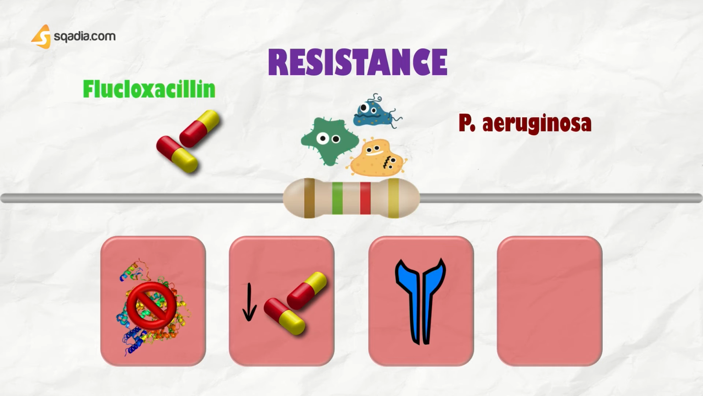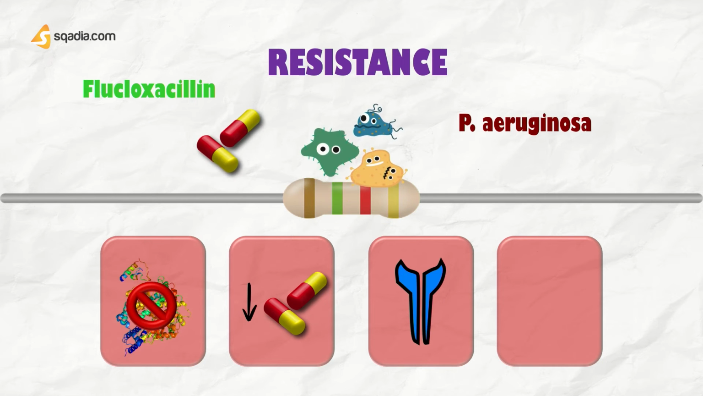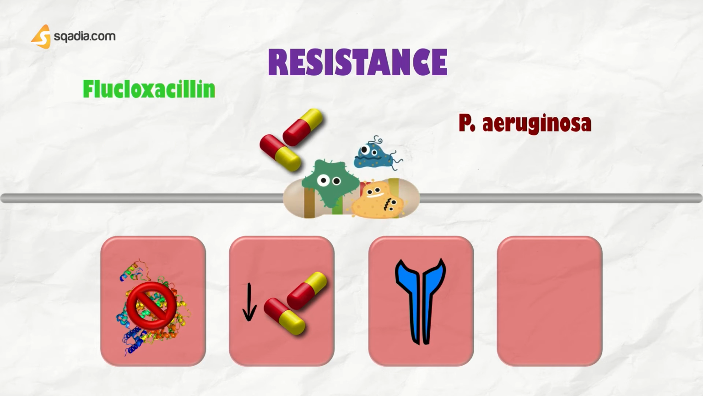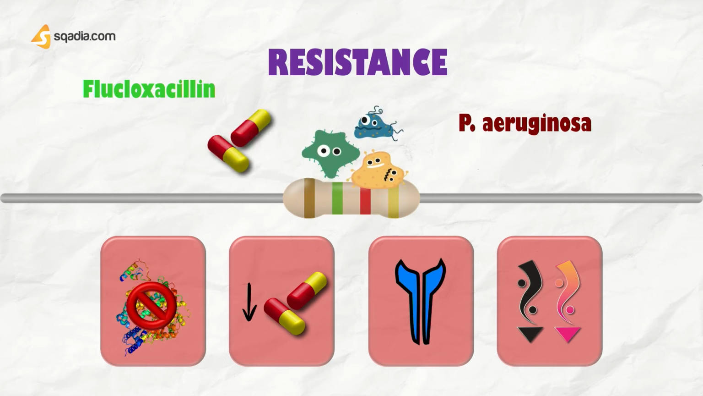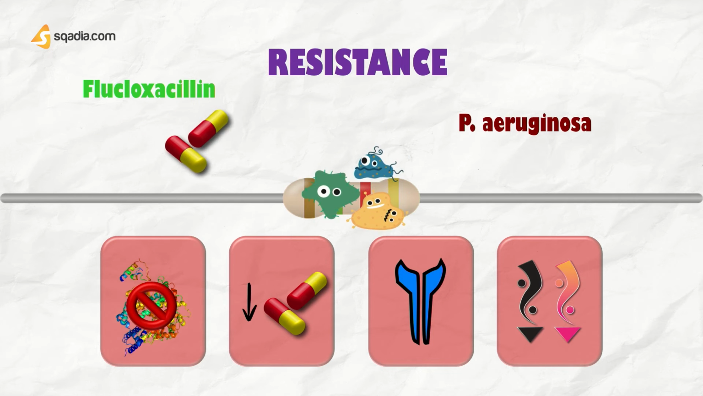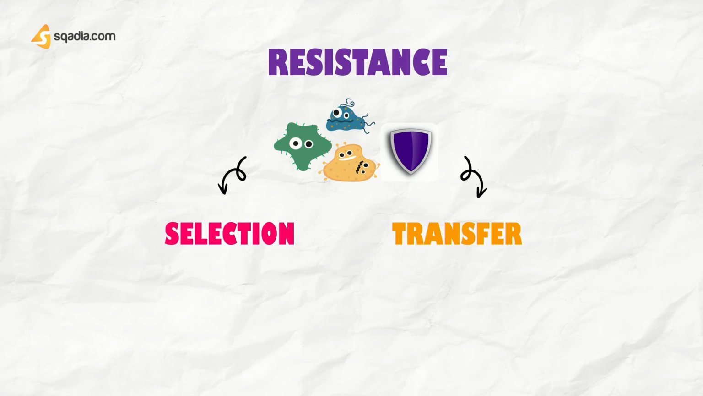Alteration of the binding site may also occur, where aminoglycosides and erythromycins bind to the bacterial ribosome and inhibit protein synthesis. And resistance can also be due to the development of alternative metabolic pathways. So, antibiotic resistance of a population can develop in 2 ways, either selectively or it can be transferred.